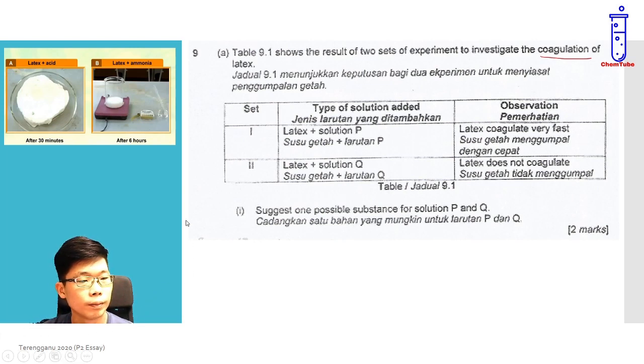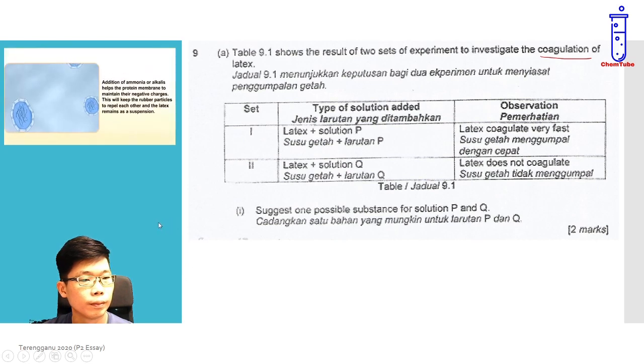Why does the latex in box B not coagulate? Addition of ammonia or alkalis helps to maintain their negative charges. This will keep the rubber particles repelling each other, and the latex remains as a suspension.